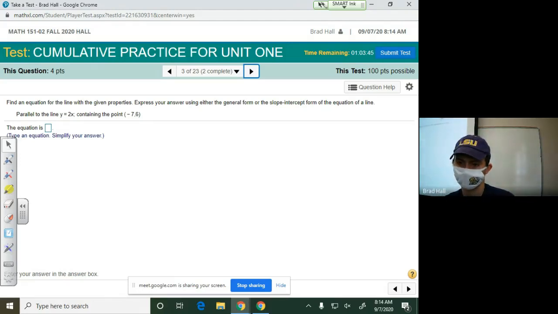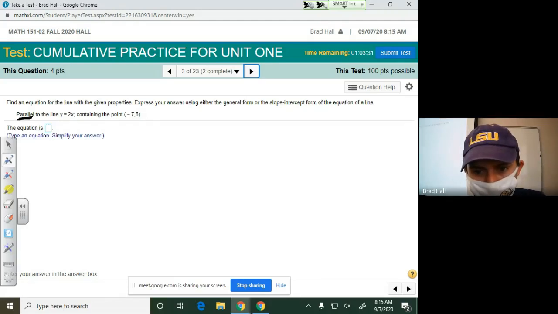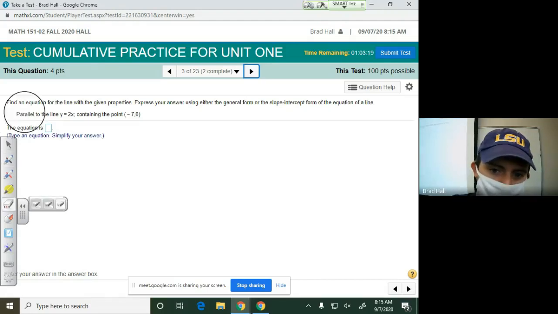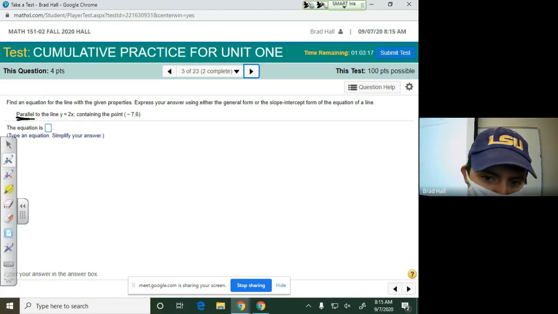I don't want to do this problem. So if you started writing it, I'm going to change it slightly because there's a problem in the homework that I kind of want to resemble instead. So instead of parallel, I want to look at perpendicular.